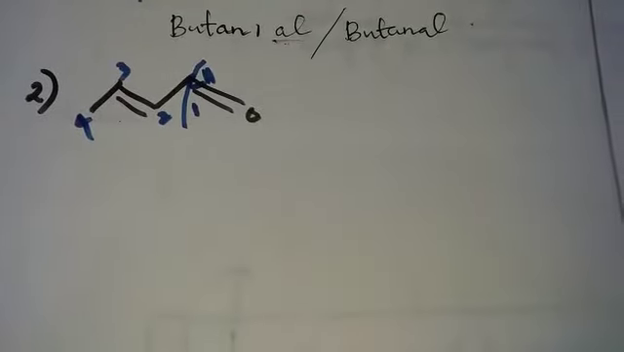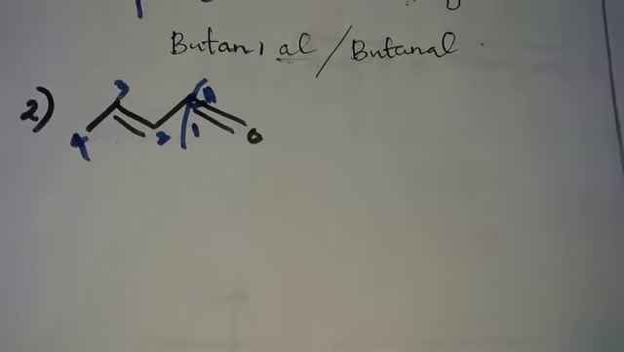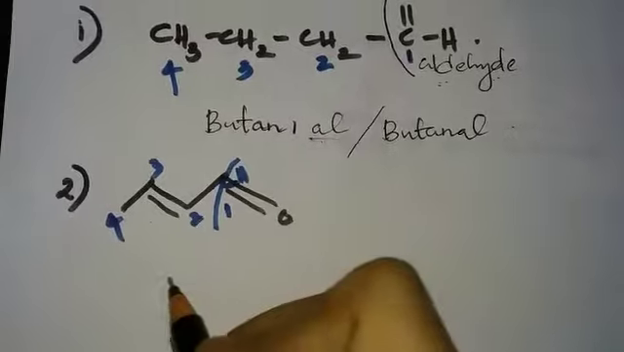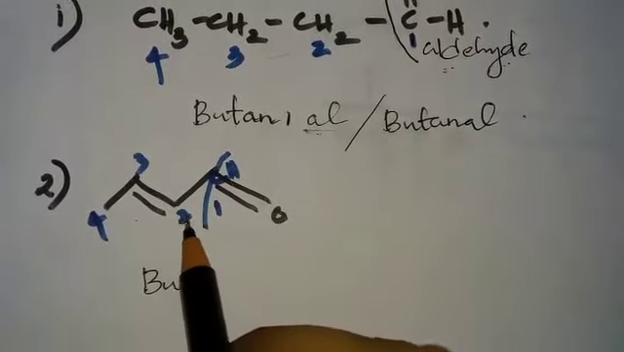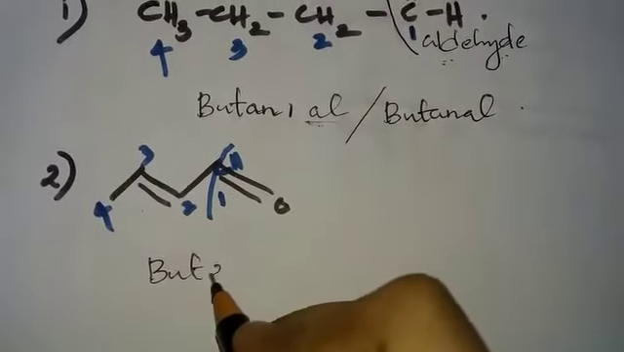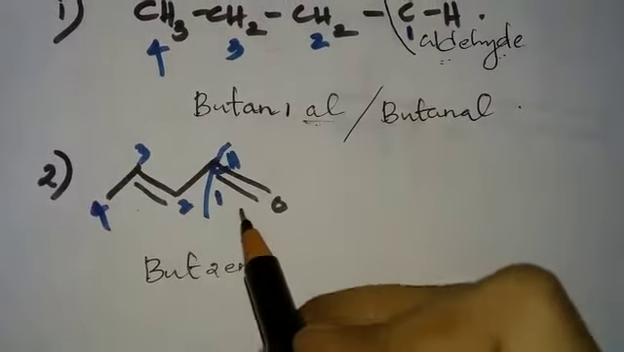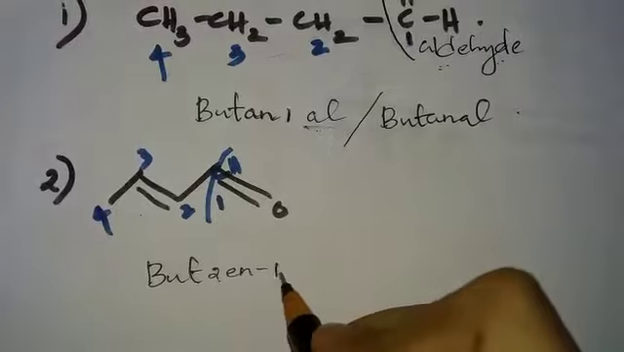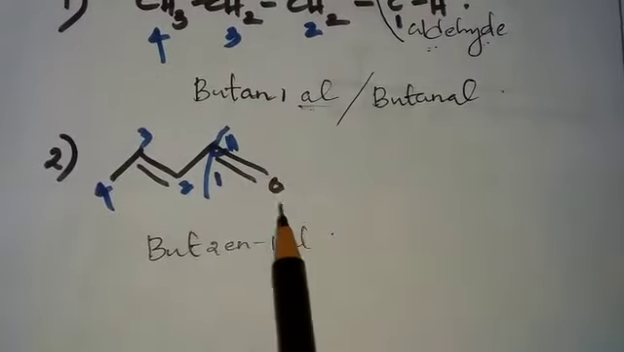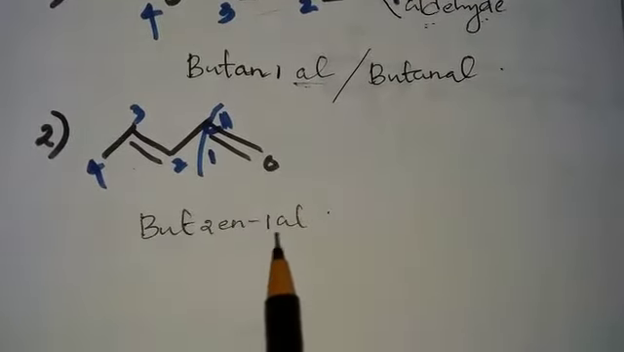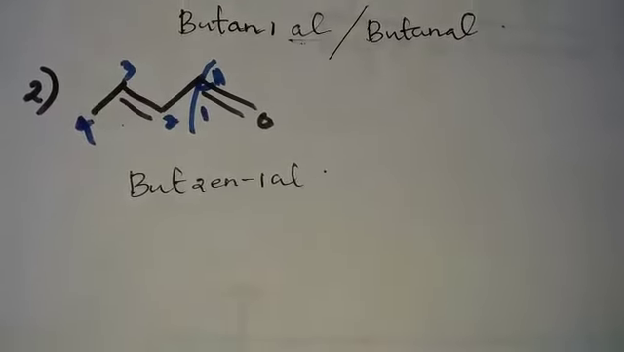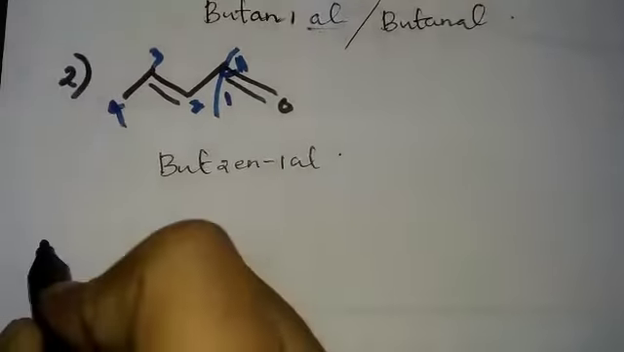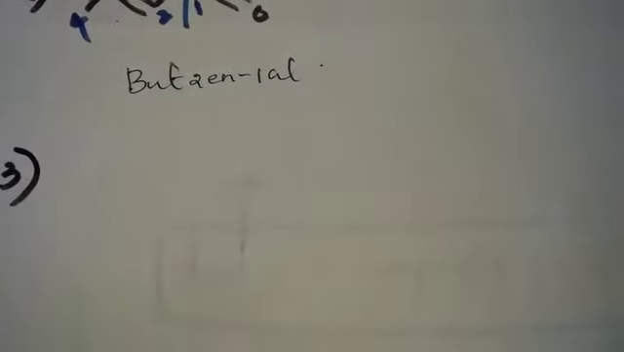So what's the name, students? Try it. This is but. In the second position there is a double bond, so but-2-ene. In the first position there is an aldehydic group, so but-2-en-1-al. Students, are you clear? Now the next question.